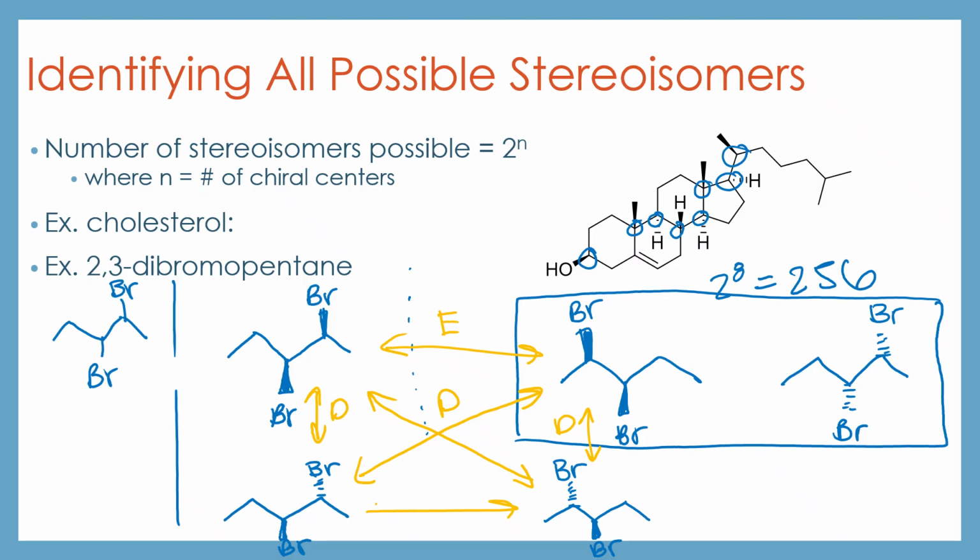So what you'll notice is that any molecule can potentially have one enantiomer, as long as it doesn't have a mirror plane running through it. But that molecule will also have multiple diastereomers typically.